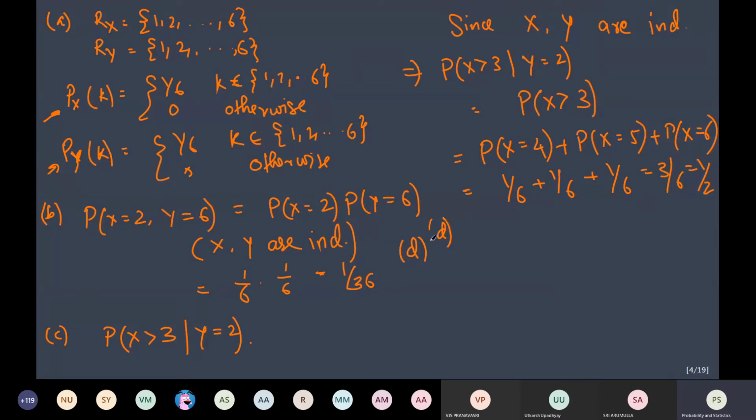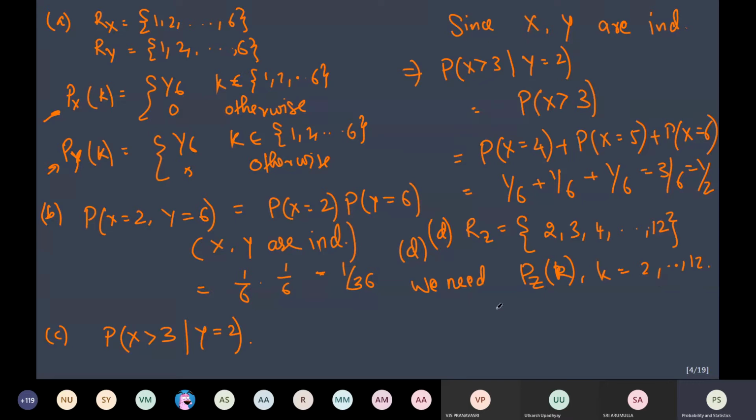To do D, we have to find the range of Z. So the range of Z is the set sum of the ranges of X and Y, which will be 2, 3, 4, and then what is the maximum? We will get 6 plus 6, which is 12. And now we need to find the PMF of Z. So we want to find P_Z(k), where k is from the range, so 2, 3 up to 12.